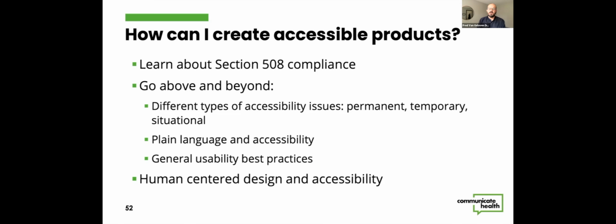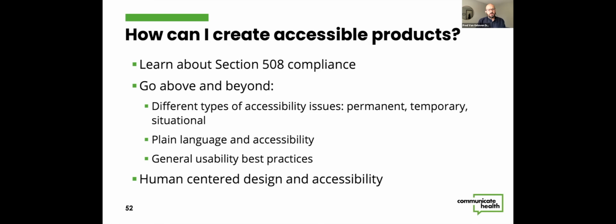So let's recap quickly. How do you create accessible products? Well, at the very least, you'll want to familiarize yourself with the basic 508 compliance rules and guidelines, or standards and guidelines. And hopefully after today's workshop, you'll also want to go beyond the basics. So here are 3 specific things you can do to go beyond the basics. First, consider how accessibility benefits everyone and how there are 3 different types of accessibility issues: permanent, temporary, or situational.